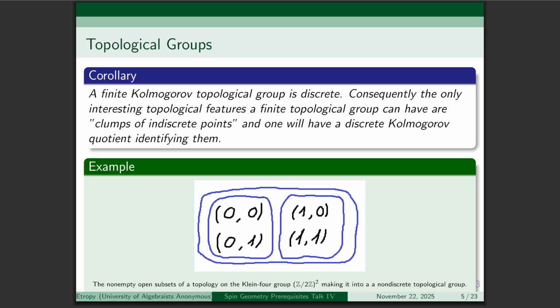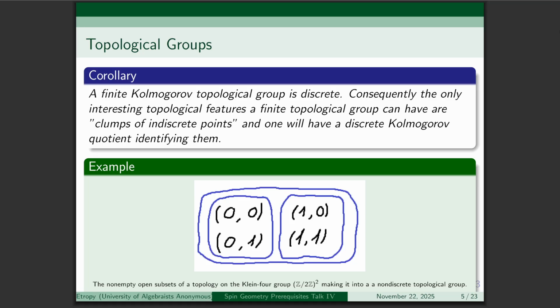In general, the Kolmogorov quotient of a topological space is just the quotient space you obtain by identifying indistinguishable elements. And it has a nice universal property. It is the initial Kolmogorov space you map into. And in the case of groups, you can verify that you have a normal subgroup you're quotienting by, and you result in a group. So in this case, you would get the cyclic group of order 2.